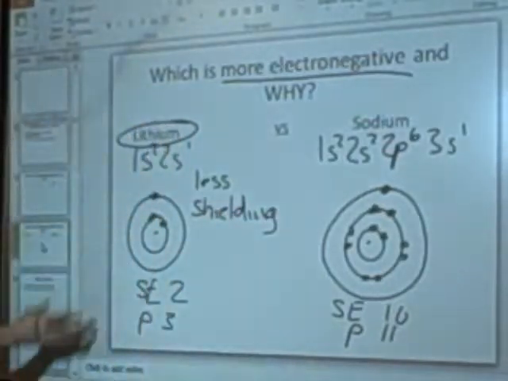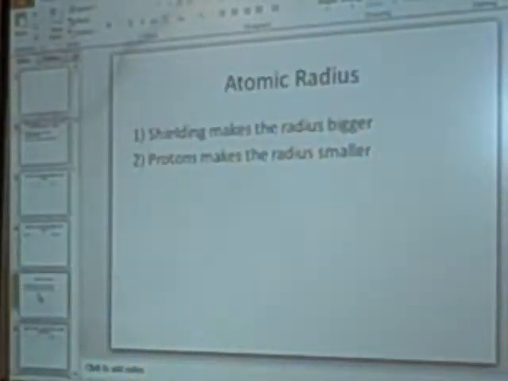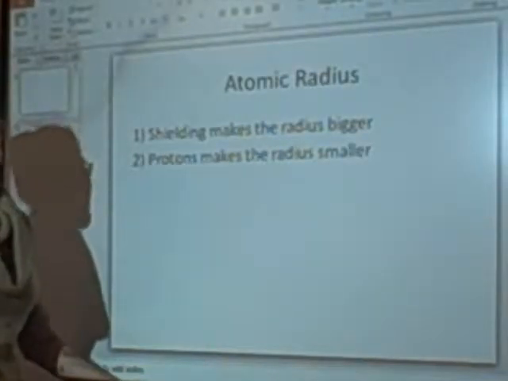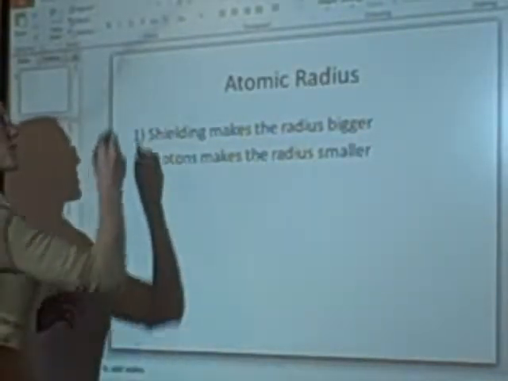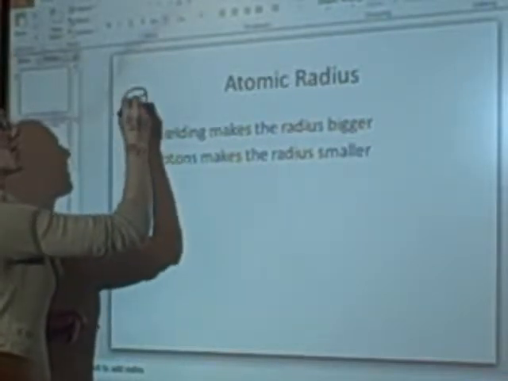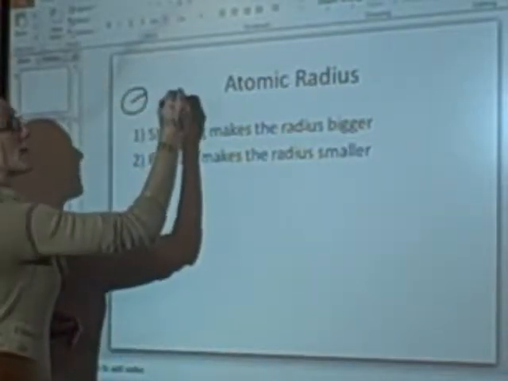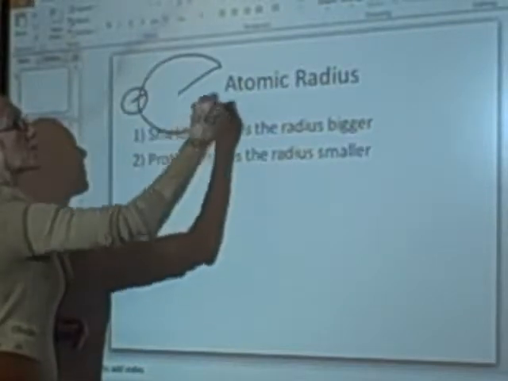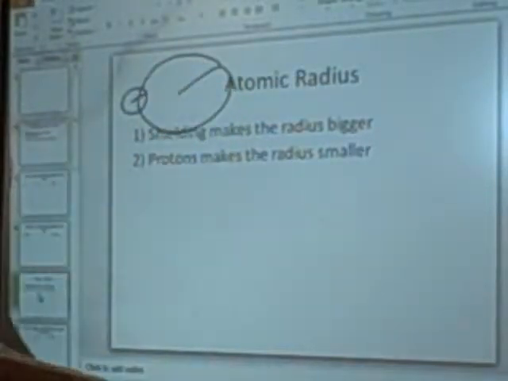Okay, next we have atomic radius. The radius of a circle can tell you how big a circle is. So if you have, here's the radius, that would be my circle. Or if I had, here's the radius, then that's my circle. So the bigger the radius, the bigger the circle.